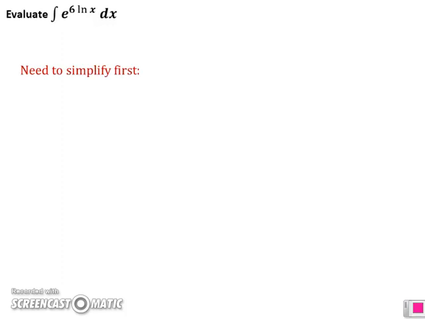So we need to simplify this first. If it's just e to the x power, we're good. If it's e to the something power, no good. So we need to deal with this. But as soon as you have something else besides x here, you cannot integrate the way it looks. So let's deal with that 6 times the natural log of x.